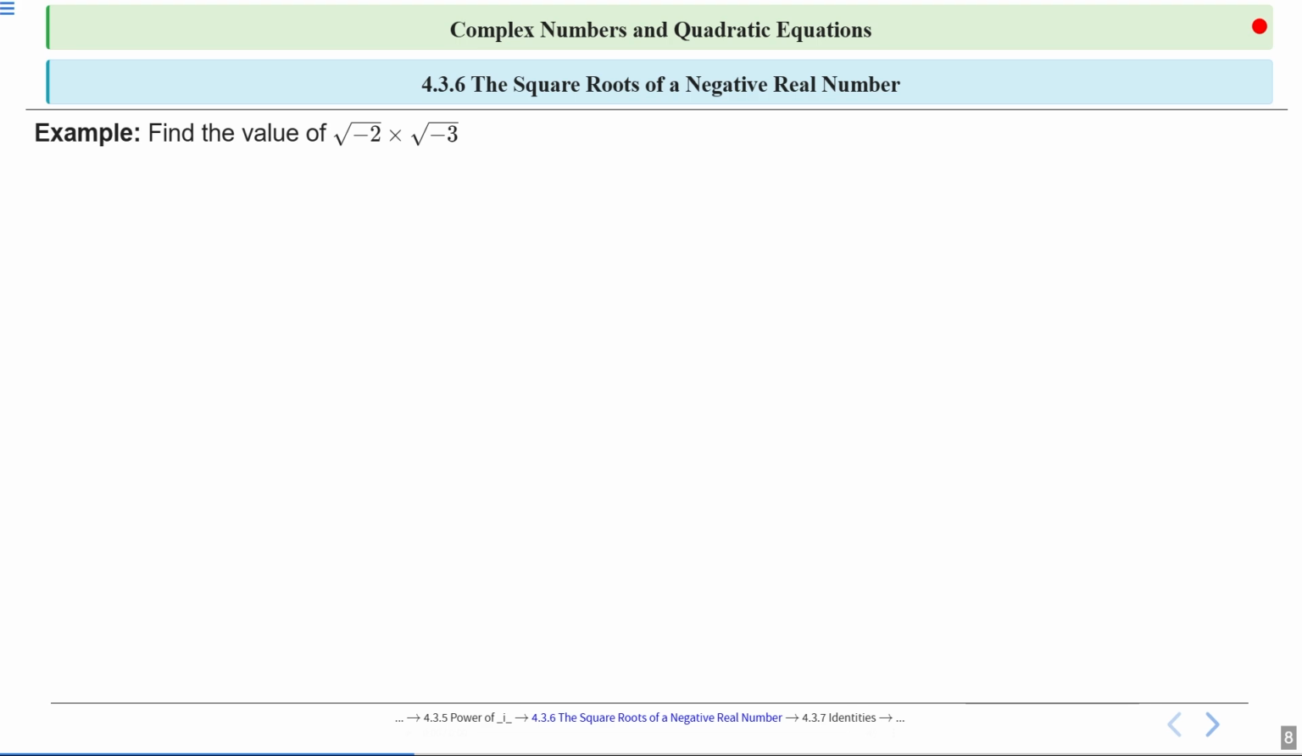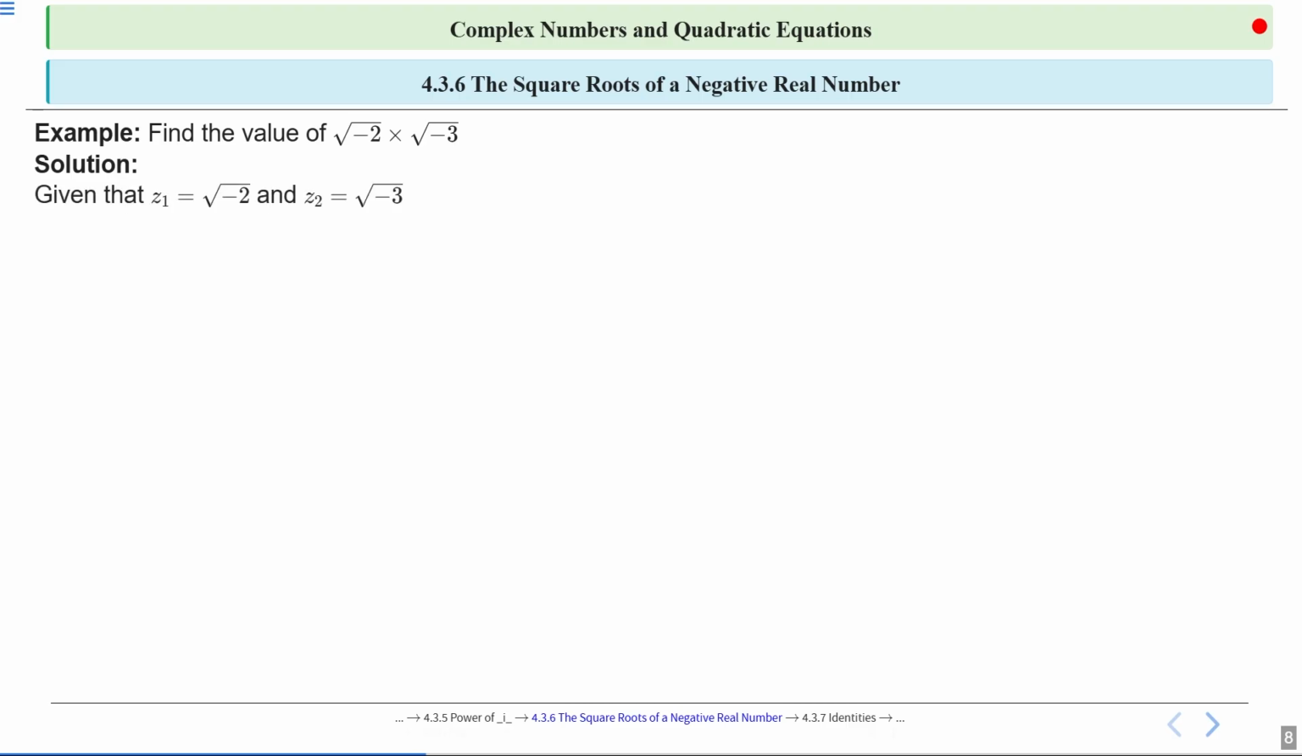Let's look at an example involving this concept. So the question is, find the value of square root of minus 2 times square root of minus 3. So let's start with the solution. We will solve this problem step by step so you can understand easily.